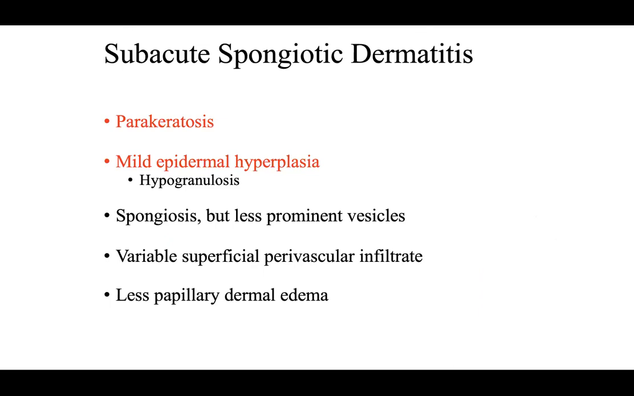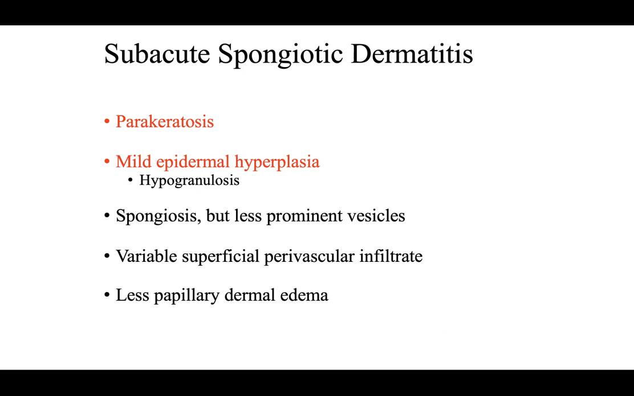So what are you going to see in subacute spongiotic dermatitis? You're going to see parakeratosis and you're going to see mild epidermal hyperplasia, but not psoriasiform hyperplasia most often. And you'll see hypogranulosis sometimes with intermittent hypergranulosis. Now, hypogranulosis should trigger in your mind psoriasis. Usually psoriasis will completely lack the granular layer confluently or be very low with their granular layer.